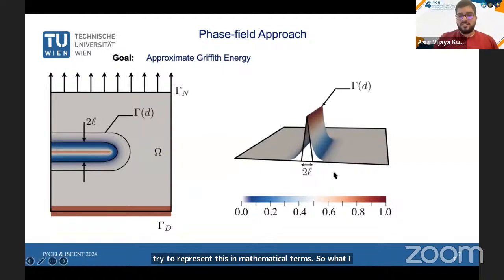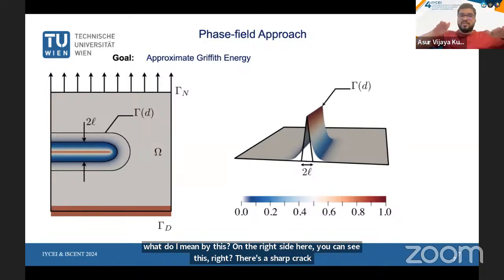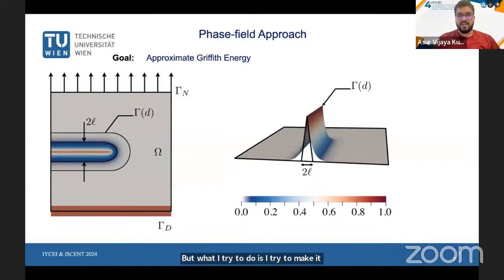What do I mean by this? On the right side here, you can see this, right? There's a sharp crack, but what I try to do is I try to make it very smooth so that it doesn't appear to be a sharp crack. So this is the idea of phase field. So coming to the paper which we had before, this is the sharp crack. Now I cannot represent this mathematically. It's very hard for me. So what I do is I create a surface, something like this, which kind of approximates this sharp crack. So again, this is an approximation, okay? So keep that in your mind.